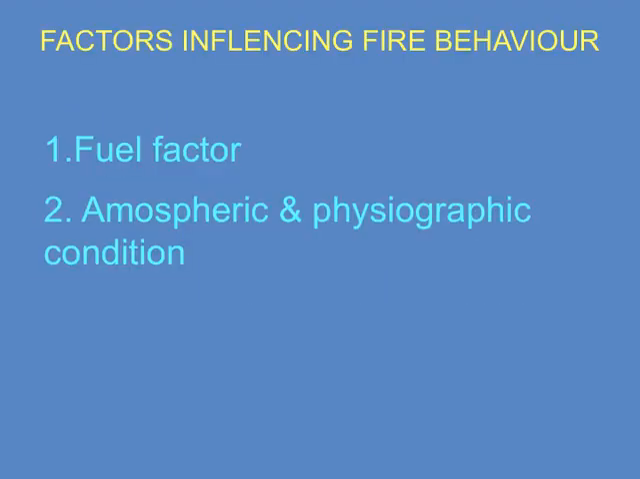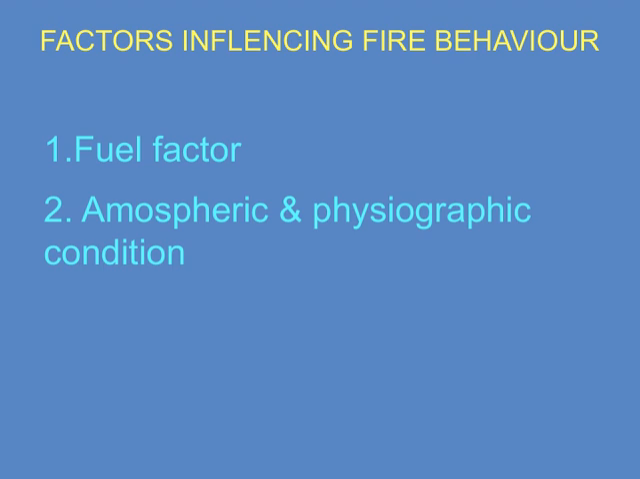Now, let's take a closer look at the factors that influence fire behavior. First up is the fuel factor. This refers to the type, amount, and arrangement of combustible materials available in a given area. The more abundant and easily ignitable the fuel, the more intense and rapidly spreading the fire can become. Next, we have atmospheric and physiographic conditions. These include elements like wind, temperature, and humidity, as well as the physical features of the landscape, such as slope and elevation. These factors can significantly affect how a fire starts, spreads, and intensifies.